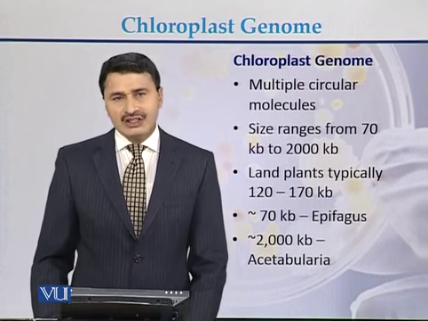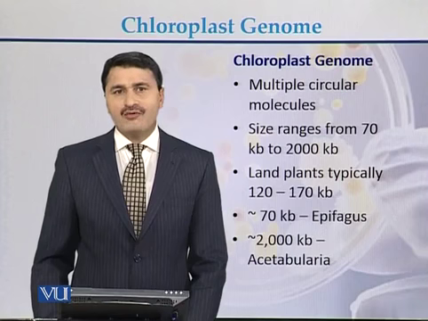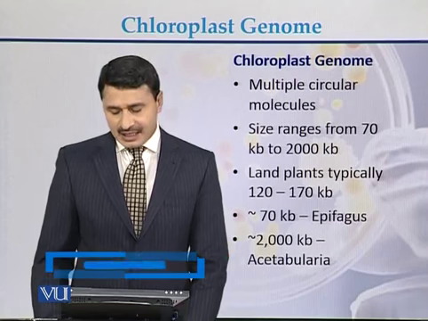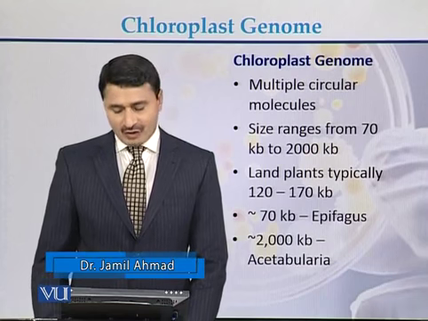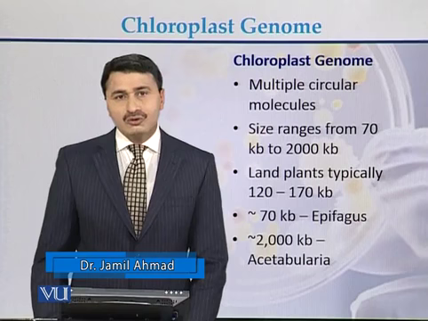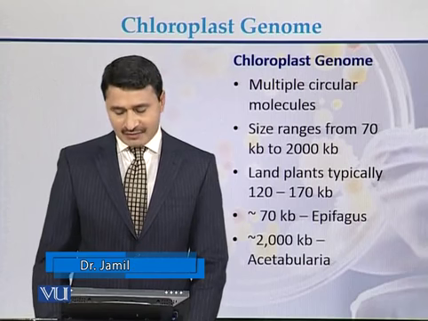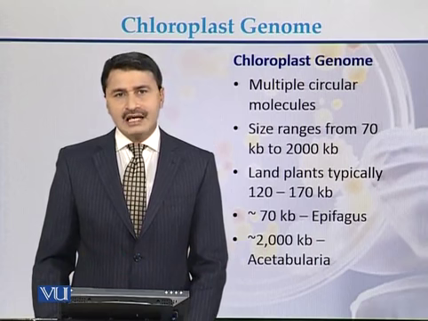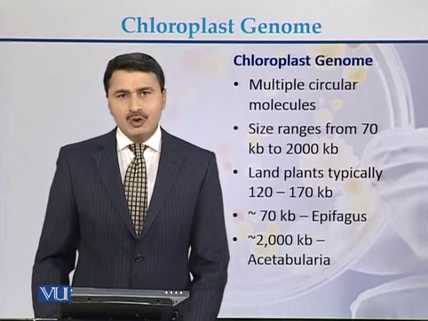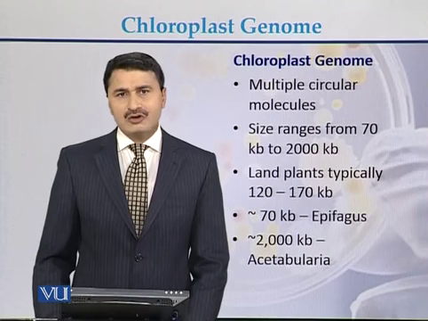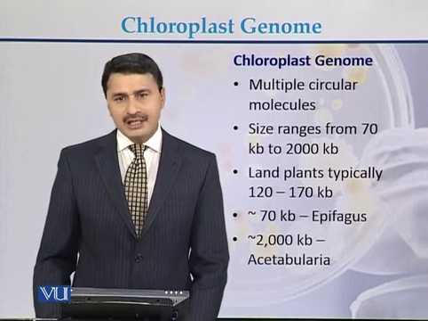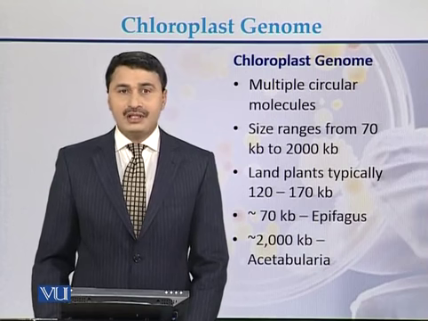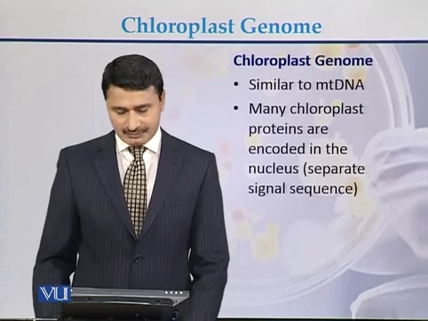Although there is a great variation in the size of the chloroplast genome, like it can be 70 kb in the case of Epifagus, while it can be up to 2000 kb in the case of Acetabularia. So we can see that there is a great variation in the genome of the chloroplast. It can be 70 kb and it can be up to 2000 kb.